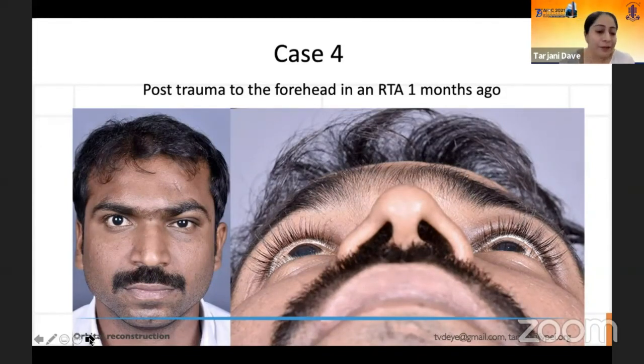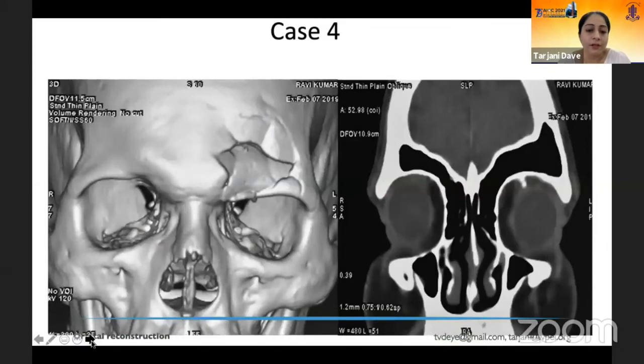Excellent. So we have three or four more minutes. This is case 4. Again, a gentleman post-trauma. You see that depression on the forehead there and a little bit of ptosis. His main worry was that his eye looks asymmetric. There is that ptosis.